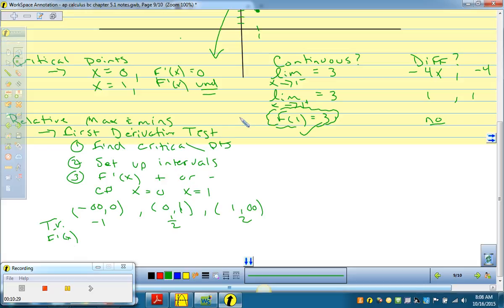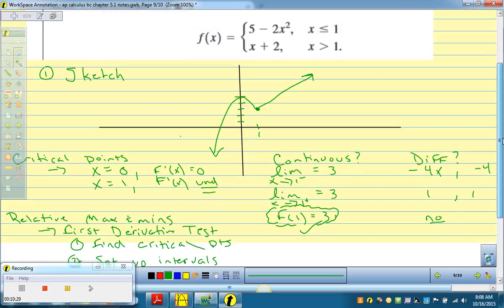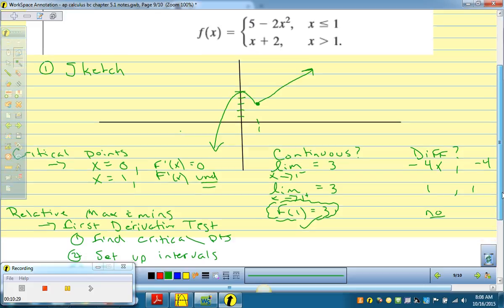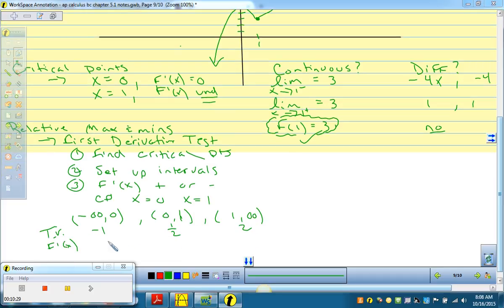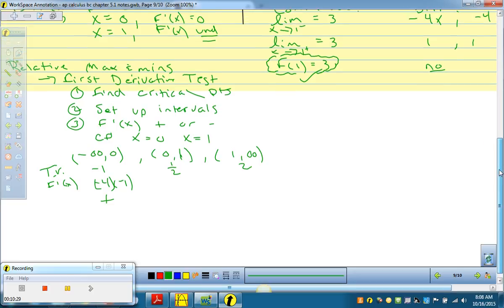So, our first derivative, if I am at -1, which branch do I use? The top or the bottom? We use the top. And we are looking at the derivative. So it'll be -4 times -1. Do I get a positive or a negative? I get a positive. -4 times -1. Now, on these, I only care about the sign. I don't even care about the number. That is a positive.